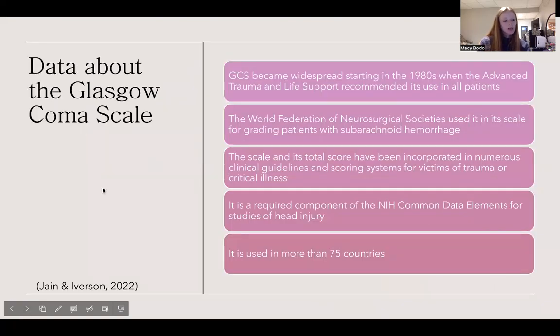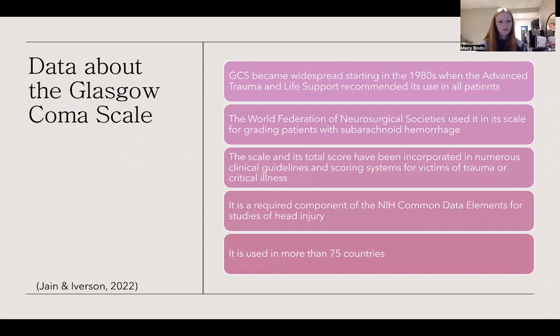So, some data about the Glasgow Coma Scale. It became widespread starting in the 1980s when the Advanced Trauma and Life Support recommended its use in all patients. The World Federation of Neurosurgical Societies used it in its scale for grading patients with subarachnoid hemorrhage. The scale and its total score have been incorporated in numerous clinical guidelines and scoring systems for victims of trauma or critical illness. It is a required component of the National Institute of Health Common Data Elements for studies of head injury, and it is used in more than 75 countries.